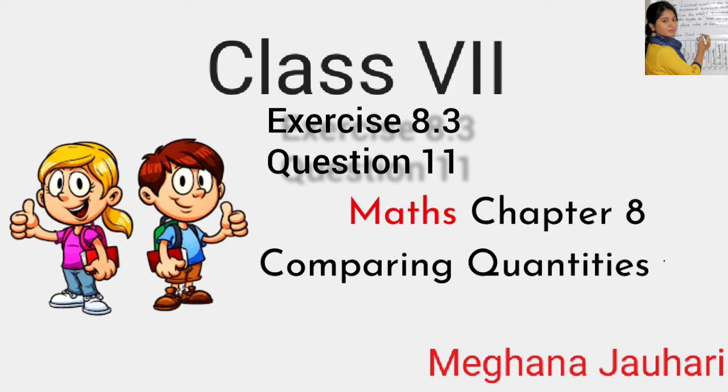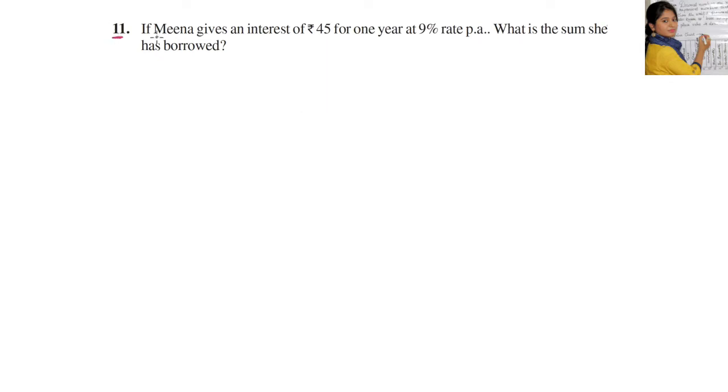In this video, we are going to learn how to solve question number 11 of exercise 8.3. So let's get started. Question number 11 says that if Meena gives an interest of rupees 45 for 1 year at 9% rate per annum, we need to find the sum she has borrowed, right? So what is the sum she has borrowed?